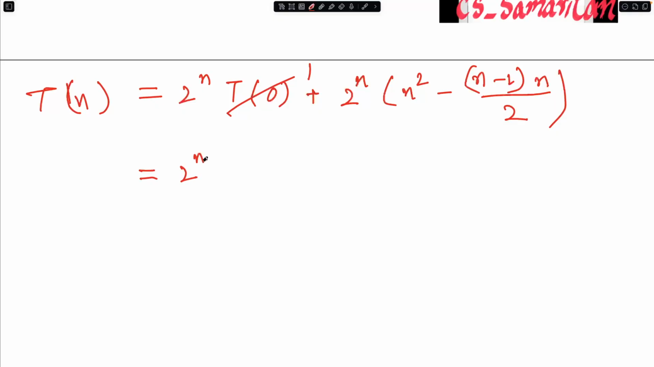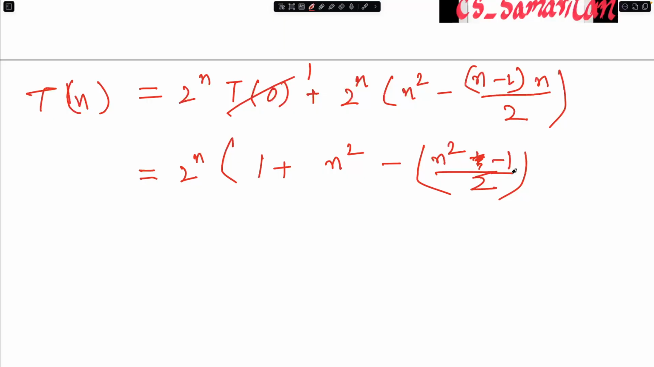2 raised to the power of n. If I take this common, I will get 1 plus n square minus n square minus 1 by 2, and this is like this, right? Bracket I'm not opening right now, so this is what it is going to come out to be. Now let's simplify it. No, not really. This is a mistake that I made over here. When this expands, this becomes n square, this becomes n, right? So this will be n, not your, let me take it, n square minus n by 2 whole bracket close. This is what I'm going to end up with, right?